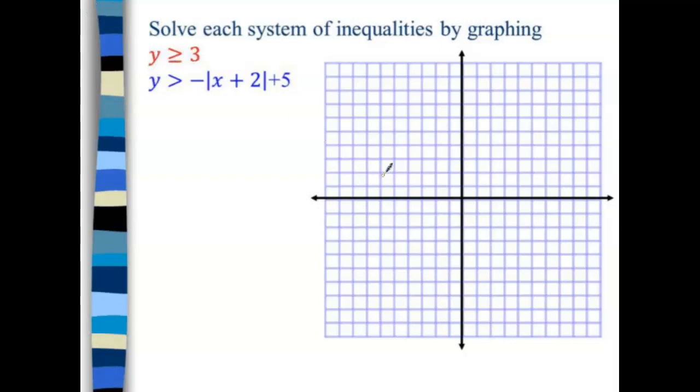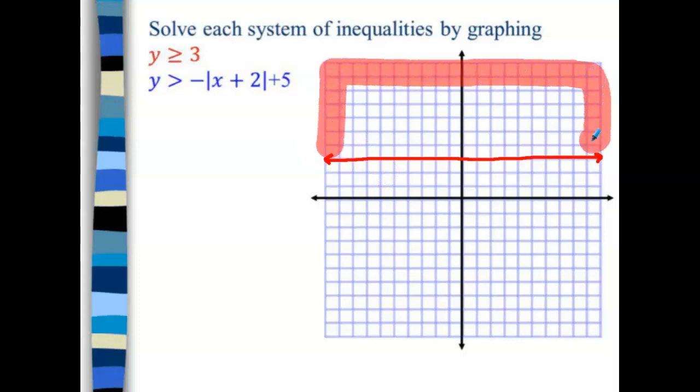We have y greater than or equal to 3. So a line that is y greater than or equal to 3 is horizontal. It has a slope of 0. And that means that we are shading above because y is greater than. And then we have the absolute value equation, y greater than negative absolute value of x plus 2 plus 5.